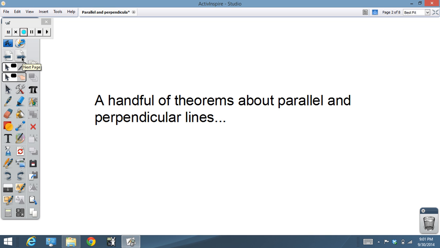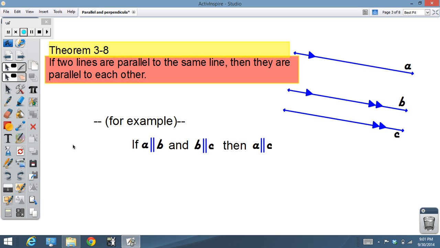So the first theorem we're going to talk about, Theorem 3-8. If they don't have a better name for it, they just use numbers, so your book calls this one Theorem 3-8, and it simply says that if two lines are parallel to the same line, then those two lines must be parallel to each other. For example, if A is parallel to B and B is parallel to C, then A is parallel to C.